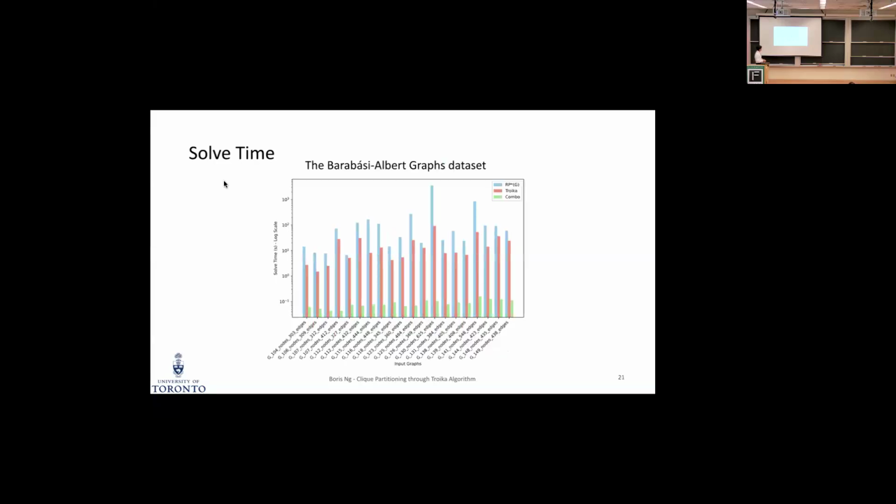And when applied to Barabási-Albert graphs, Troika solves the problem on average 14.8 times faster than Gurobi. This efficiency allows Troika to handle more complex and also larger real-world networks relative to the exact integer programming formulation.